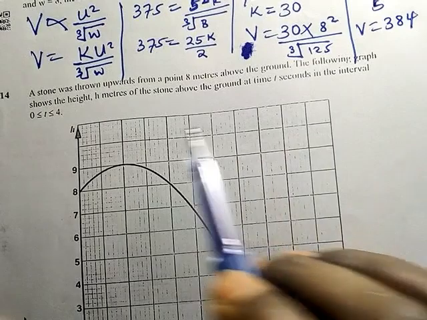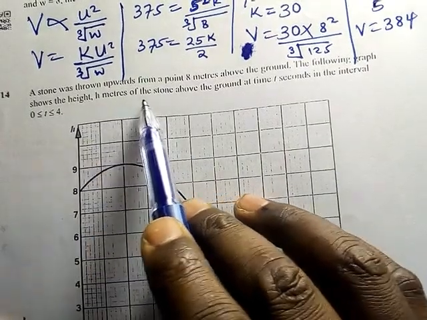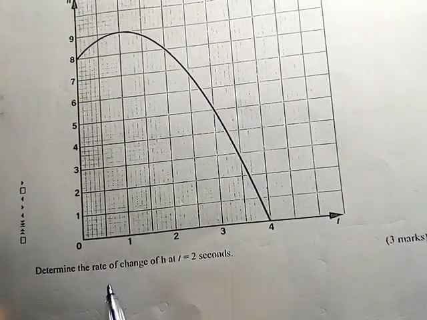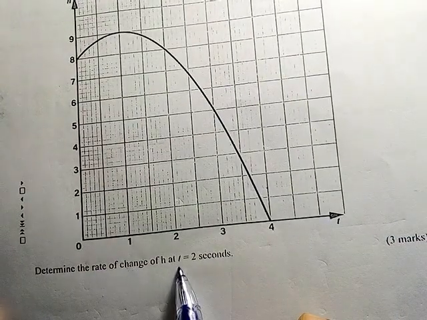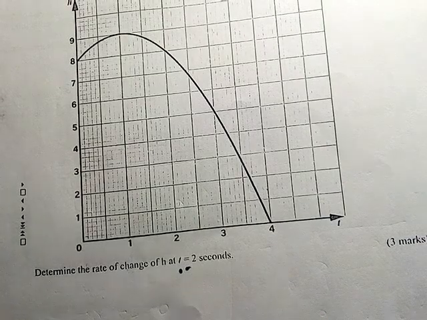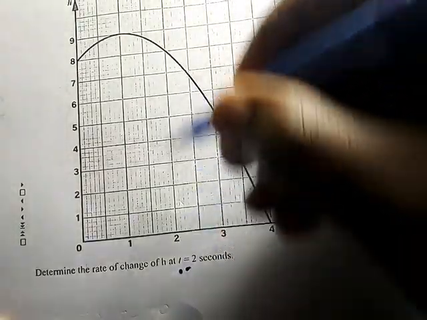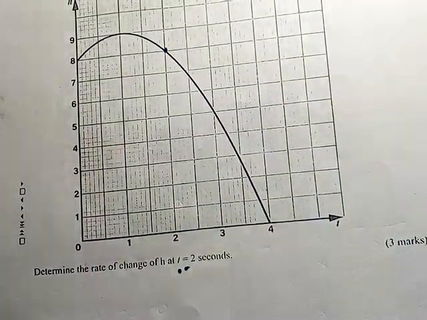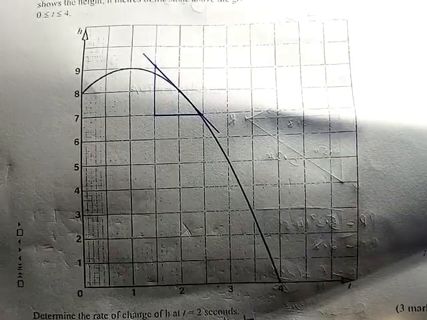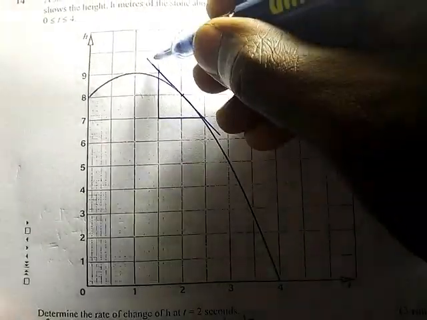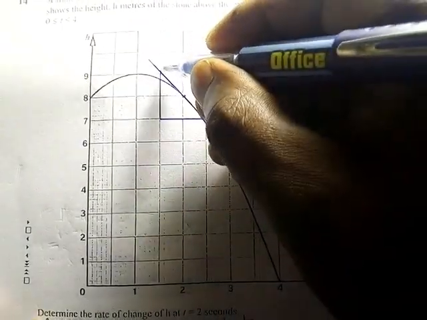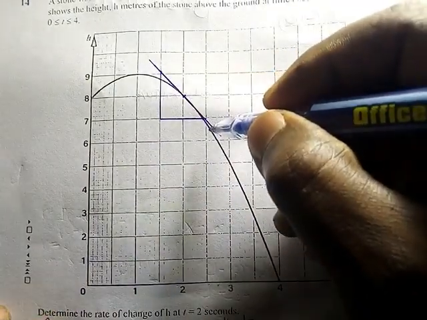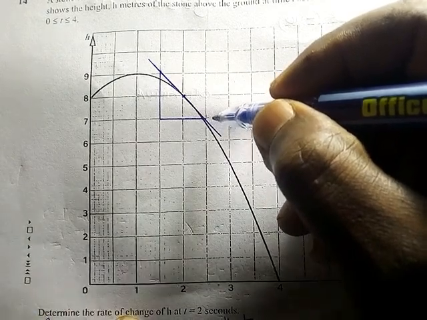A stone was thrown upwards from a point 8 meters above the ground. The following graph shows the height in meters of the stone above the ground. This is the curve. Determine the rate of change of h at a given t. Here you draw a tangent at that point, and then you find the gradient of that tangent. Once you get the gradient, you have calculated the rate of change.